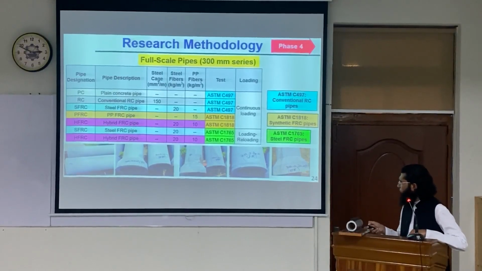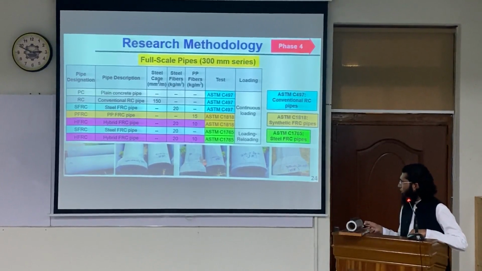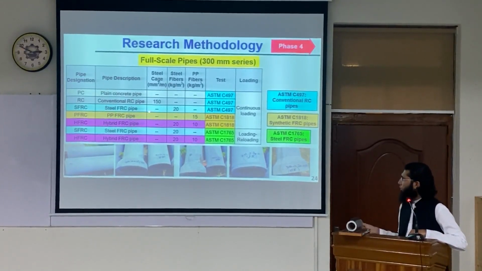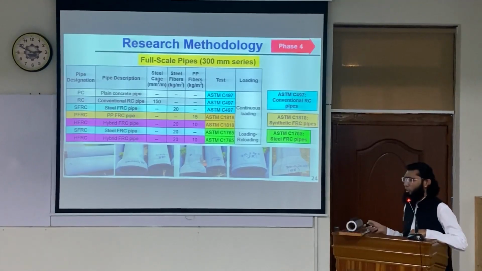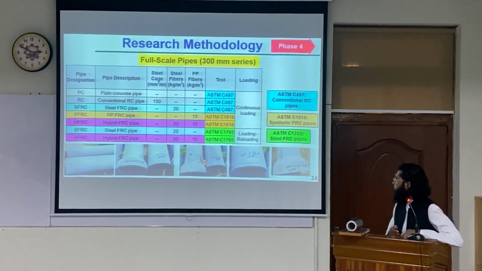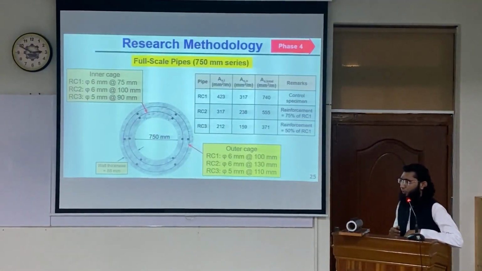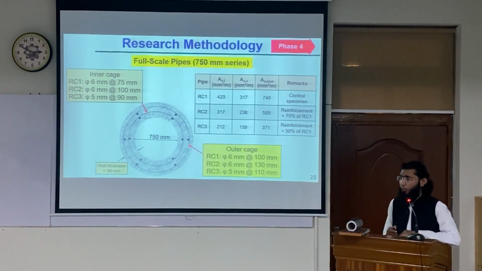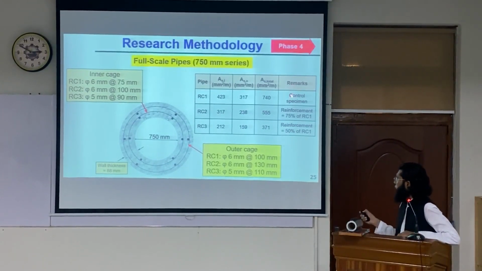So for the hybrid pipes, there is currently no ASTM standard on hybrid fiber-reinforced concrete pipes. Therefore these pipes were tested according to both ASTM C1818 and C1765. So this is the test matrix for 750mm full-scale pipes. Again, 3 types of pipes were investigated. RC1 was the control specimen, and RC2 and RC3 had reduced reinforcement, 75% and 50% of the control specimen.